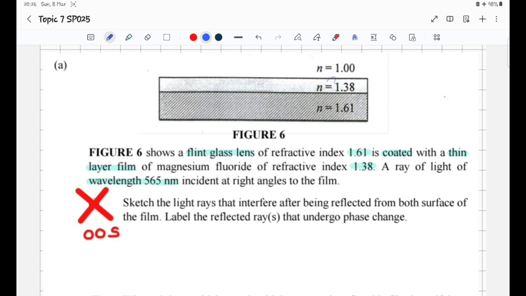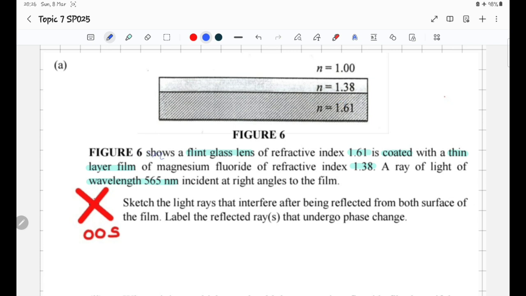Okay, so if the diagram has been provided like this question, it makes it easier for us because we can already see which layer urutan dia tu. If the question does not give you the diagram, you have to sketch, okay, to see the sequence urutan layer itu, kat mana refractive index yang disusun.